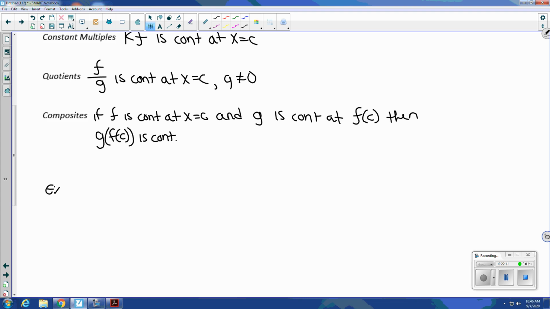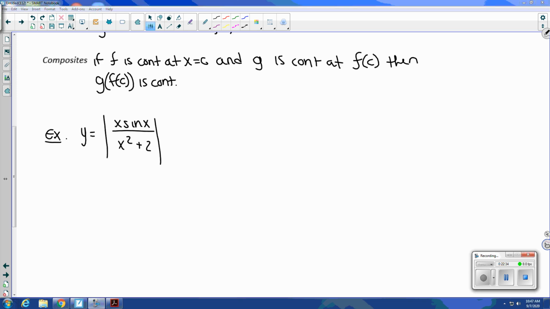So an example to kind of illustrate all of these at once, let's say we have a function, we'll just call it y actually. Let's call it y equals absolute value of x sine x over x squared plus 2. And we're asked to figure out if this thing is continuous at some point.